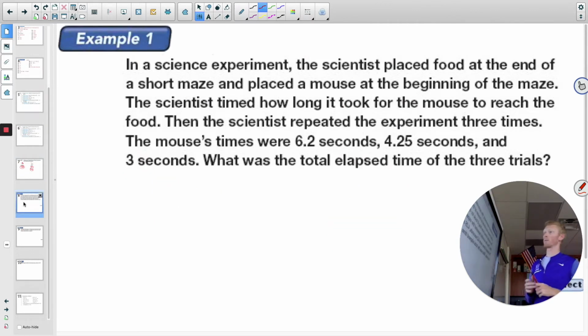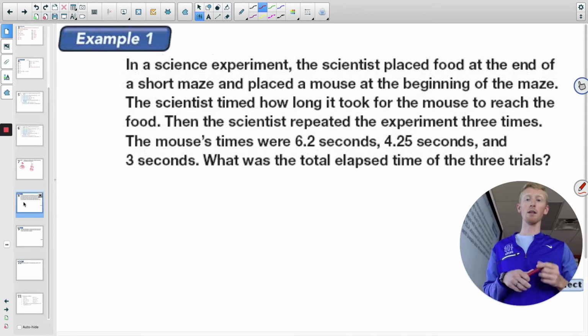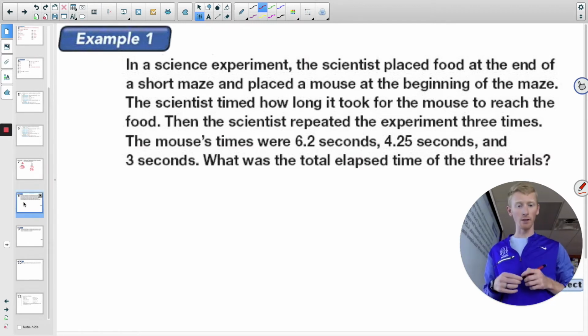Here's a word problem example. I'll read this for you. It says, in a science experiment, the scientists placed food at the end of a short maze and placed a mouse at the beginning of the maze. The scientist timed how long it took for the mouse to reach the food. Then the scientist repeated the experiment 3 times. The mouse's times were 6.2 seconds, 4.25 seconds, and 3 seconds. What is the total elapsed time of the 3 trials? Go ahead and try this one on your own. Pause the video.